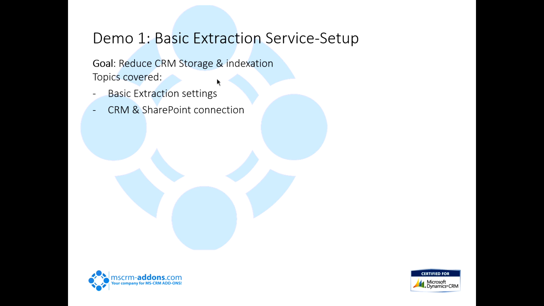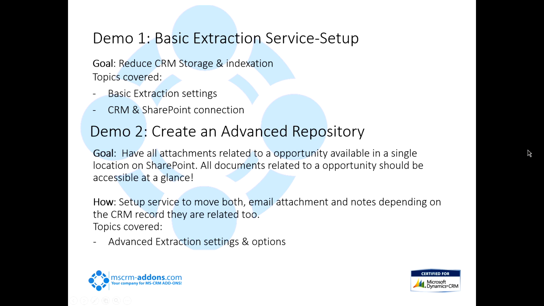One of the typical scenarios for this, and this would be something that we could see, is if, for example, a lot of people end up getting CRM Online, and then they end up filling it up with attachments, and then they come to us because they've gotten a letter from Microsoft saying this is how much their storage is being taken up, and 90% of that or 70% of that is for attachments. So basically what we want to do is set this up to reduce that size and reduce the cost. Some of the things that we're going to cover in here are the basic extraction settings and the CRM and SharePoint connection.